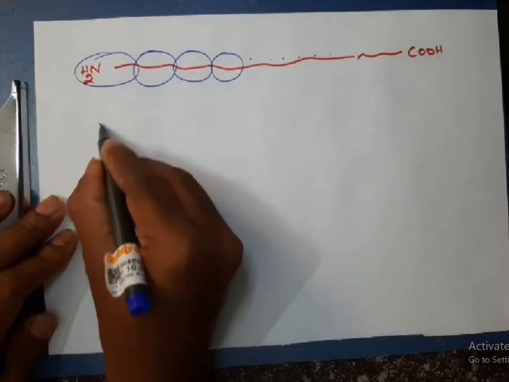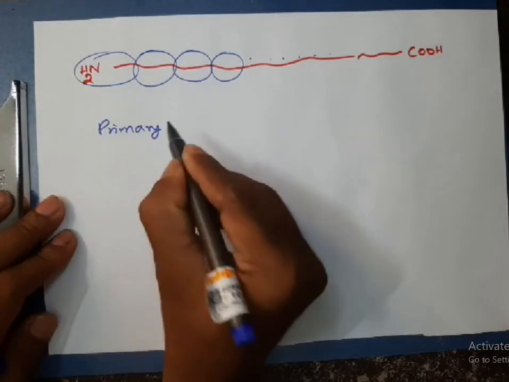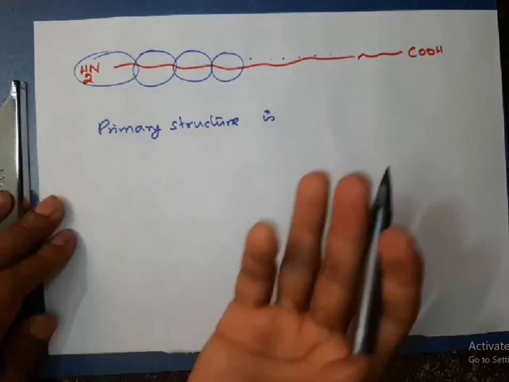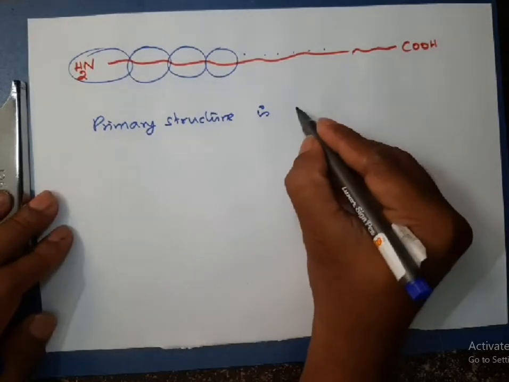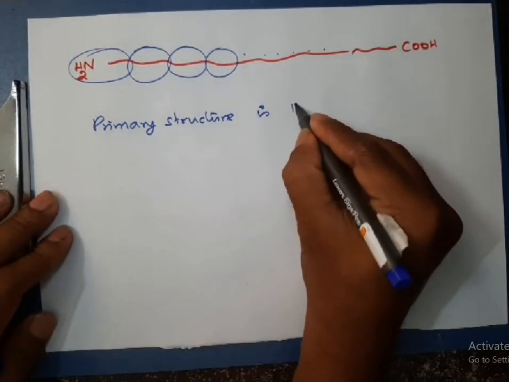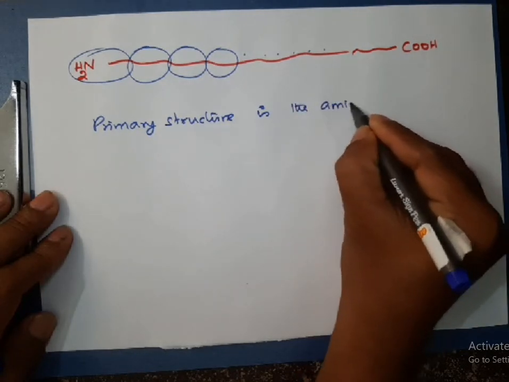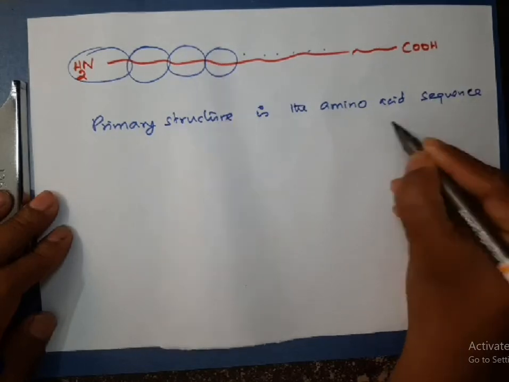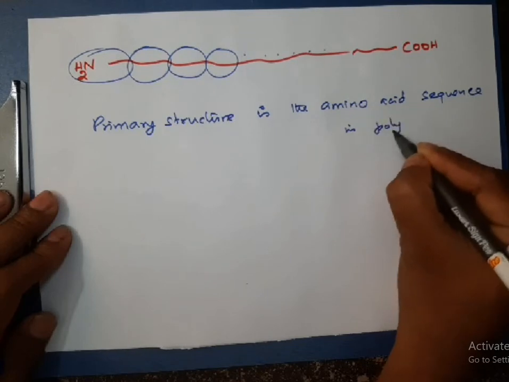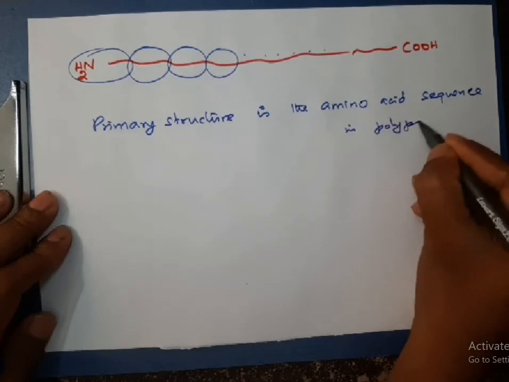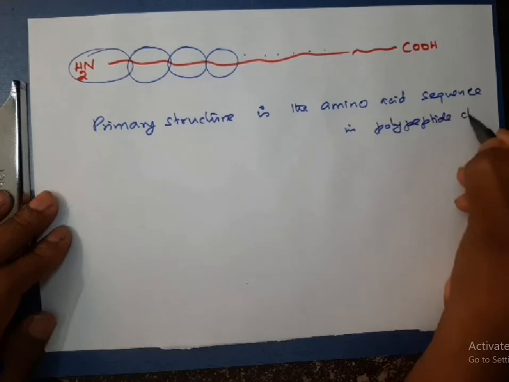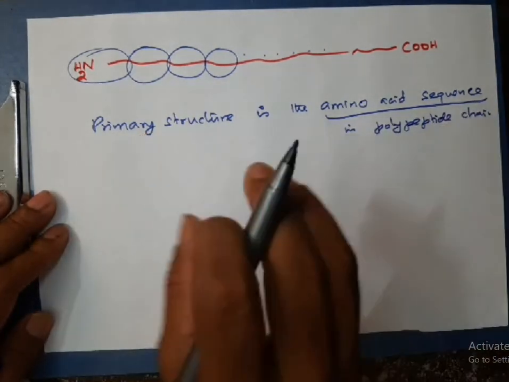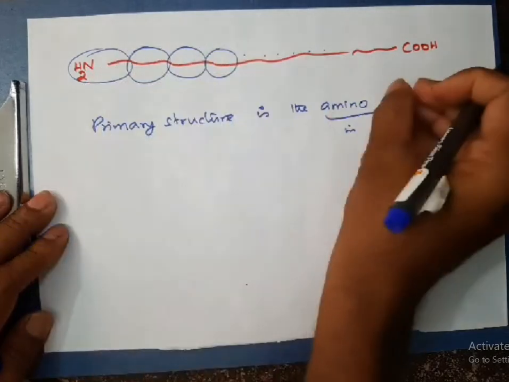So let me write here. What is primary structure? Primary structure is the amino acid sequence in a polypeptide chain or in a protein chain. What is amino acid sequence? Sequence means the order, in what order the amino acids are arranged.